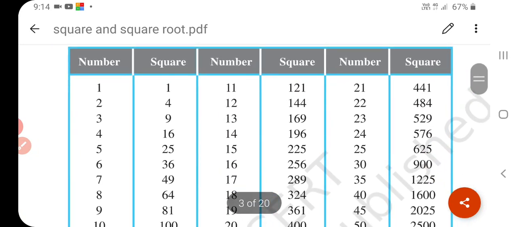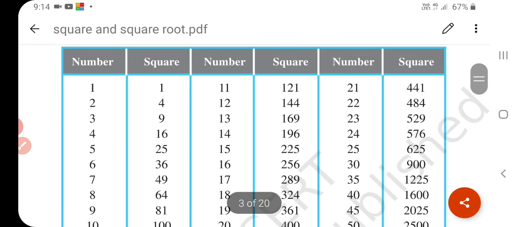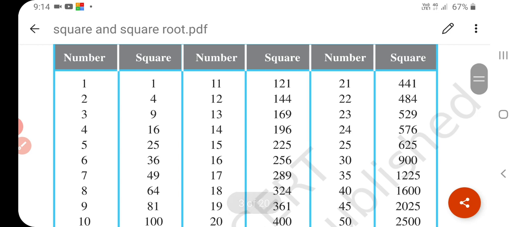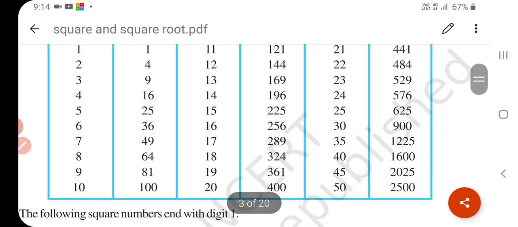Now see this here. See the number and the square of that number, up to 50. Now here is one more interesting thing. What interesting thing do you see? When a number ends with one 0, its square has 2 zeros.